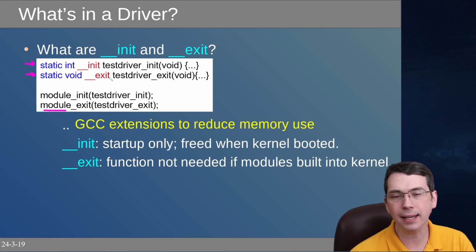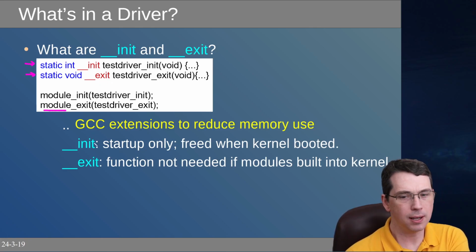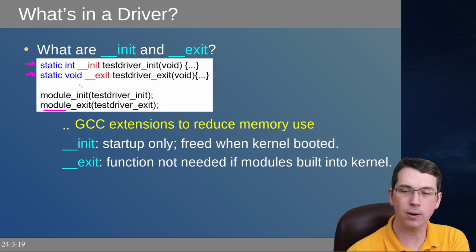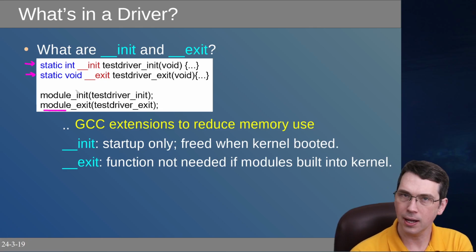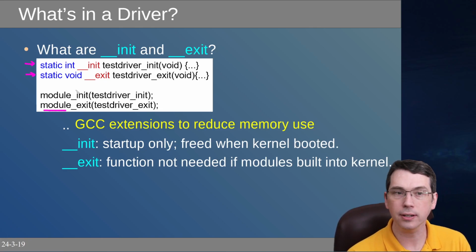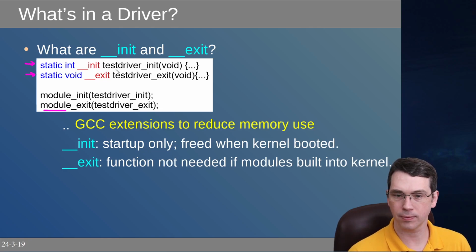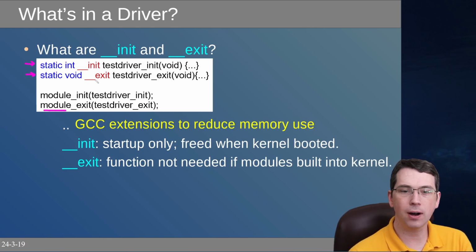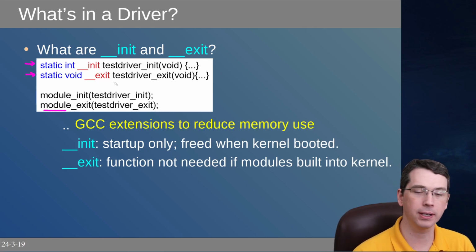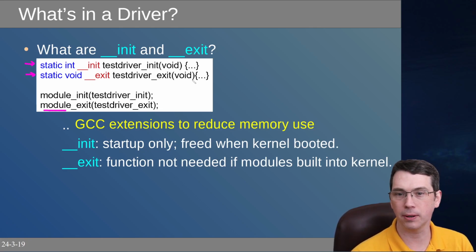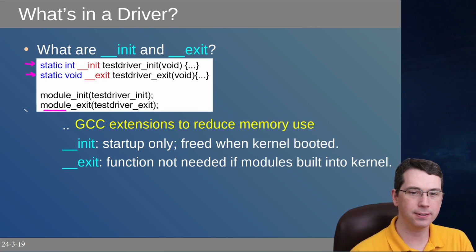These are going to tag it as special cases. For example, the init, our constructor, is only needed when we start up a module. So if we're building this module into the Linux kernel, after the kernel has started, we're never going to run this function again. So it allows the kernel to free this memory after the kernel has booted. Likewise, if you've got an exit function and it's built into the kernel, there's no way to unload it at runtime, and therefore it's not needed. So it just doesn't build in this exit function if it's being built into the kernel.